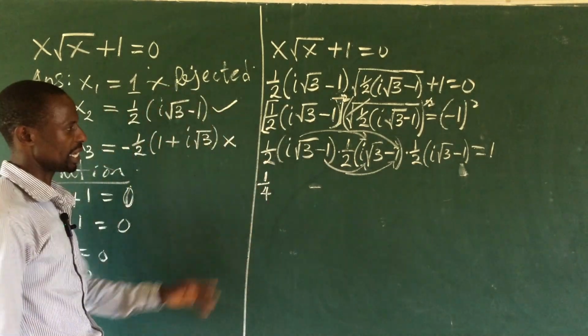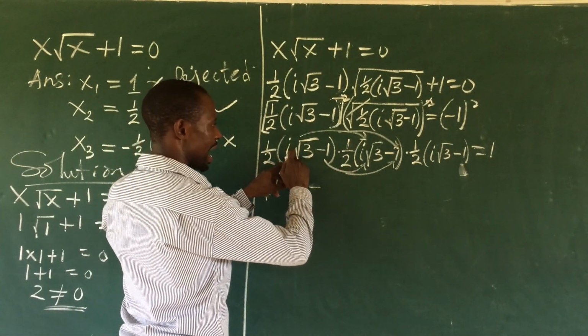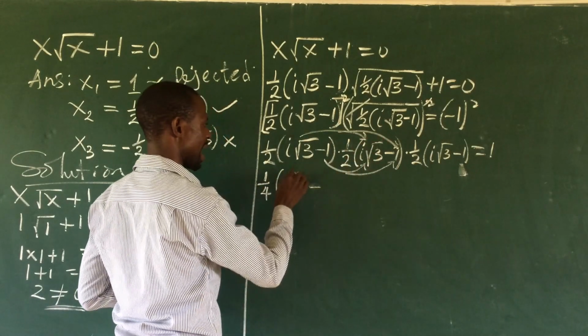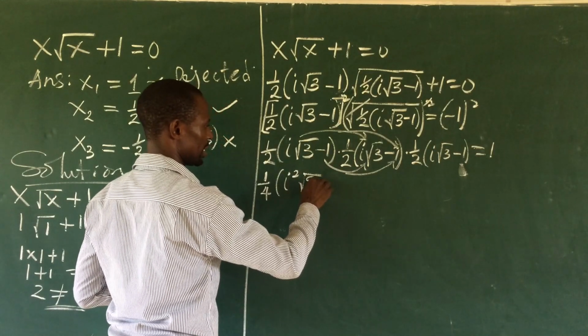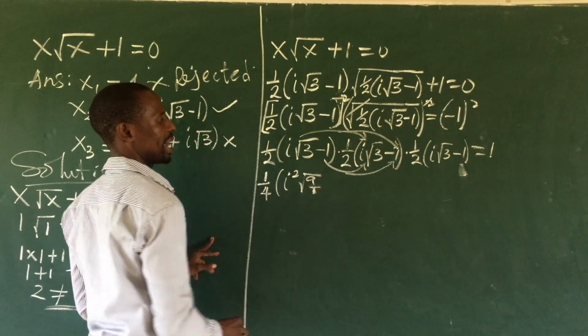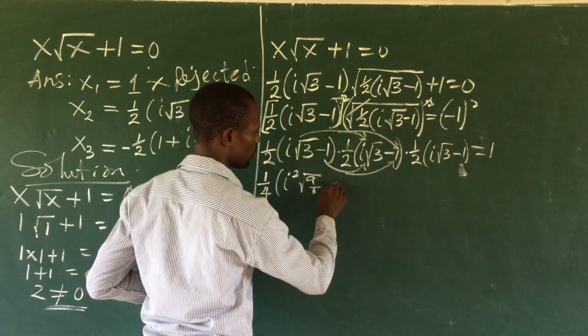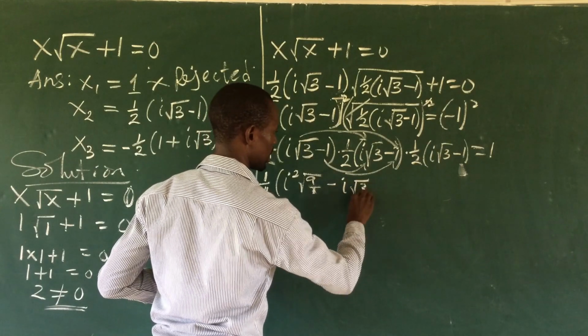Okay, because this is multiplication. So here, bracket i root 3 times your i root 3 will give us your i squared root 9. Okay, this is root 9. Then your i root 3 times minus 1 will give us minus your i root 3.